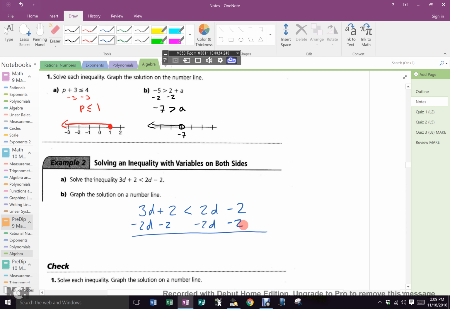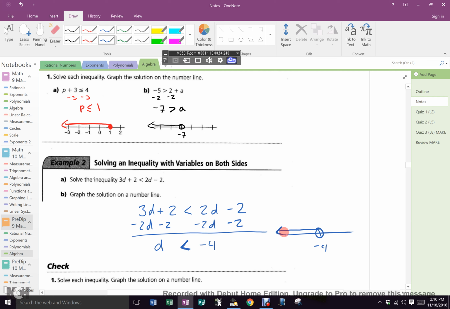-2, -2. Is this all adding and subtracting? So is that going to change the arrow? No. D less than -4. And then we graph it. What's the only number that matters? -4. What kind of dot, Hallie? No. A non-colored one. And what direction does it go? Any number less than. Left.